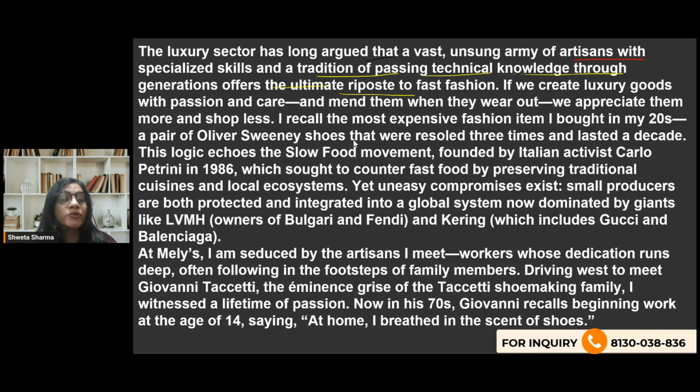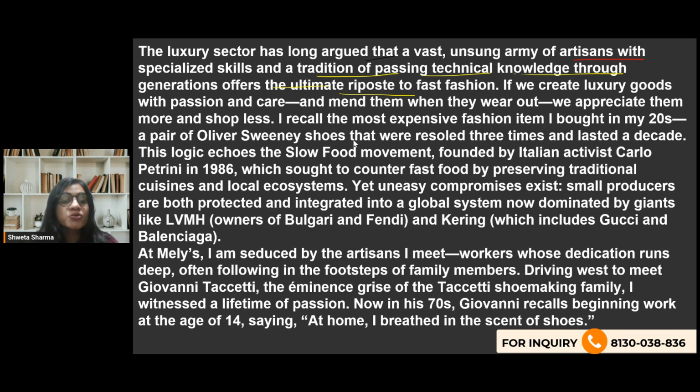There are people who are into arts, right? Artisans who've been creating different ideas, implementing and getting the fashion in place. With specialized skills and a tradition of passing technical knowledge through generations, offers the ultimate riposte of fast fashion, that shows that the fast fashion is still in place.